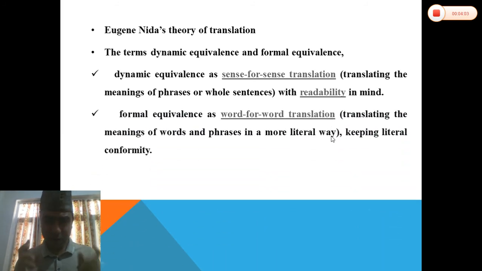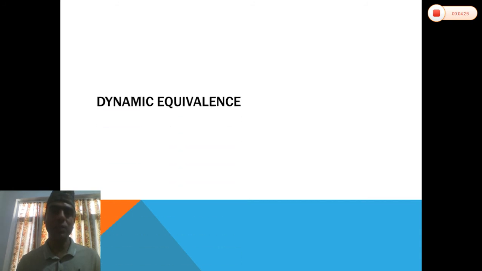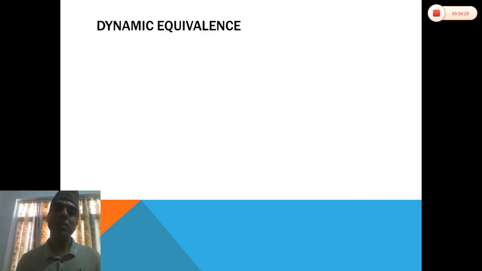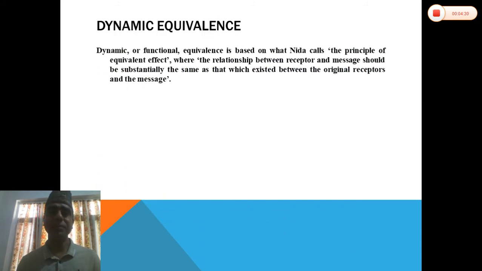On the other hand, formal equivalence is word for word translation, it is mainly literal translation. It focuses on the syntax, words, translating the meaning of words and phrases in a more literal way. It focuses on the meaning and the sense, keeping literal conformity. Let's go ahead. Let's talk a little bit about dynamic equivalence.